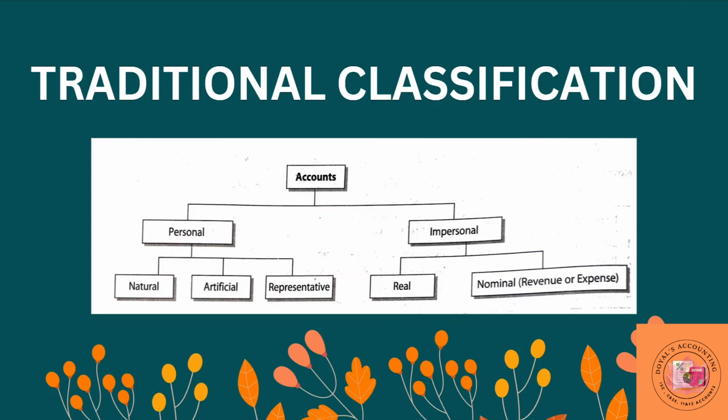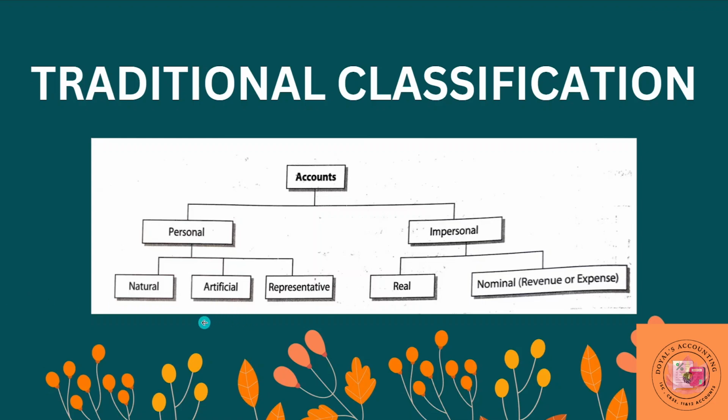For example, if Messrs. Ram is my customer, then Ram is a personal account. And if Messrs. Javeri and Co. are suppliers to my company, then even they will be a personal account for me. Now, personal accounts can further be divided into natural, artificial, and representative accounts. Now, what does this mean?